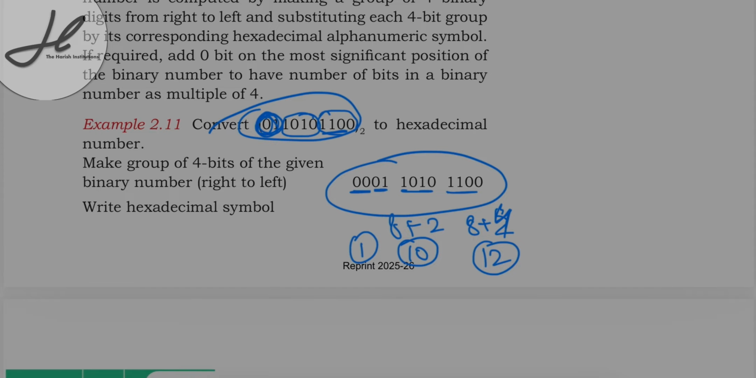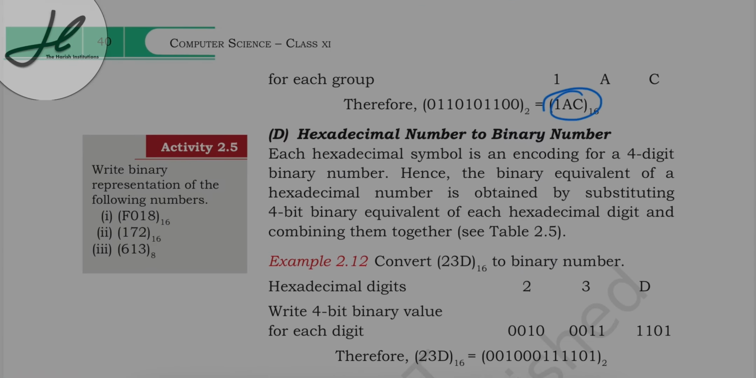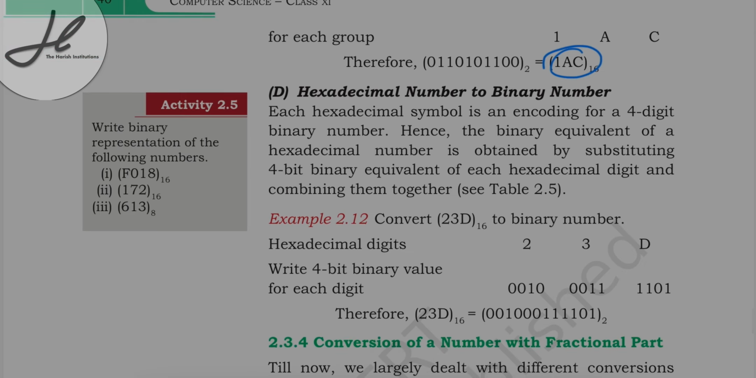So we will write 1. Then for 10, it is written A. For 12, it is written C. 1AC. You can see 1AC. Okay, so this is very simple. Now we convert hexadecimal to binary.